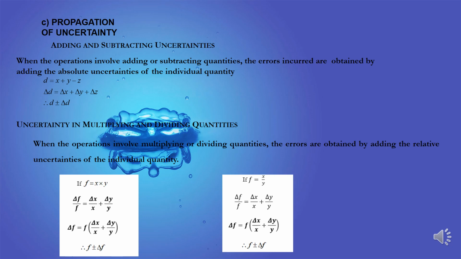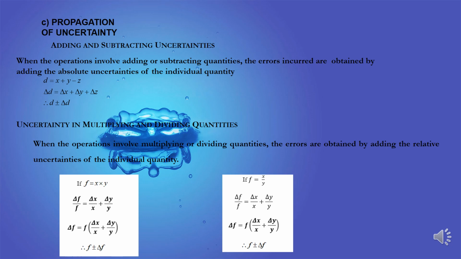When the operations involve multiplying or dividing quantities, the errors are obtained by adding the relative uncertainties of the individual quantities. For example, if you have f equals x times y, to find the uncertainty of f, we will follow this equation: delta f over f equals delta x over x plus delta y over y, where you have to find out earlier the uncertainty of x and y respectively.